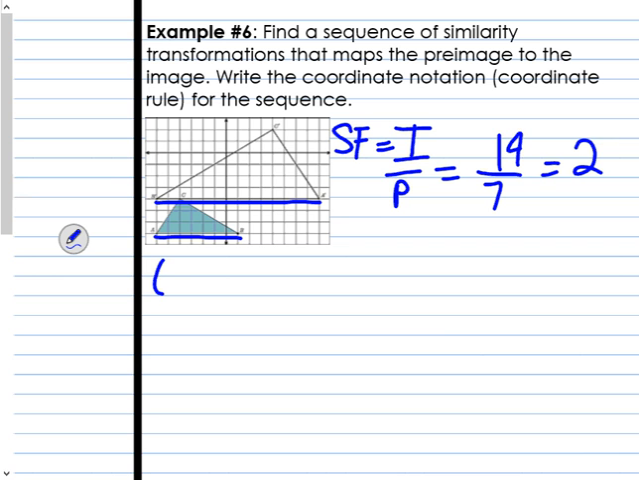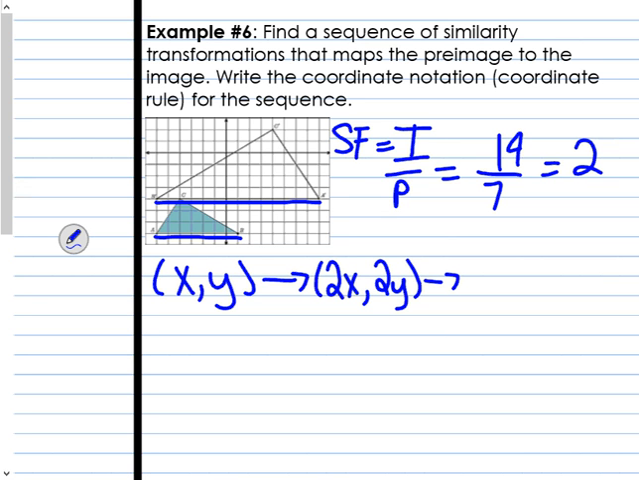Before I run out of room, I'm going to write my coordinate notation here, because I'm running out of room when I'm doing it afterwards. So the first thing we're going to do is dilate the shape. I know I'm going to multiply it by the scale factor of 2, which I just found. And then I'm going to have to keep going somewhere.